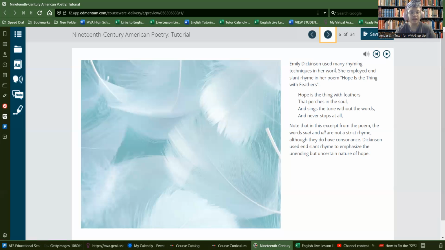For example, if anyone knows a person with the last name Reid, R-E-I-D, that I-E can still make that E sound, right? And that's very different from the word read that we use every day, like reading a book, that's R-E-A-D. Even though they're spelled differently, they sound similar. They have the same sound, even though the ending vowel is different. So just try to remember this one in particular, soul and all. This is slant rhyme. They look like they might rhyme, but they do not.